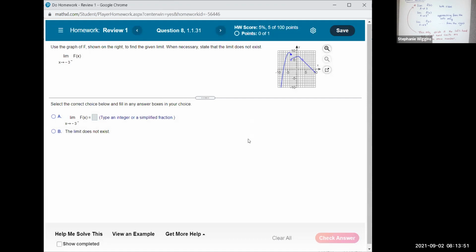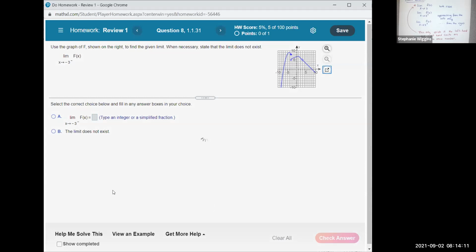Okay, so now this time we are approaching -3, but you'll see there are two negatives. The negative in front means we're approaching -3. The negative behind here means that it's on the left-hand limit. So we're just interested in the left. We're not interested in anything else.